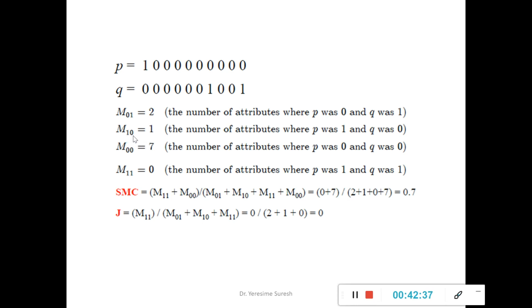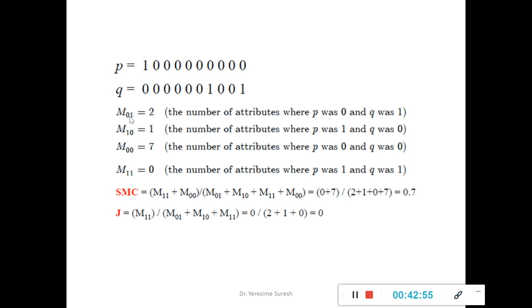Similarly, what is M10? It indicates the bit representation for P is 1 and for Q it is 0. Next, I do not have any other bit representations where P is 1. So, there is only one matching instance where P is 1 and Q is 0.